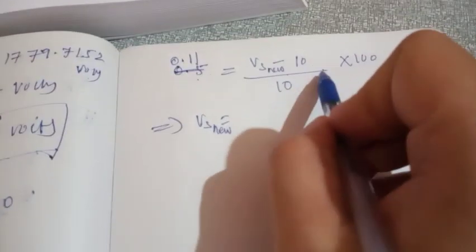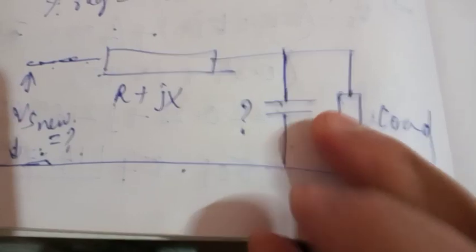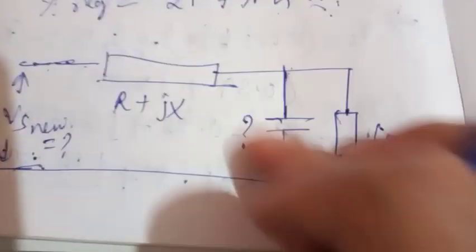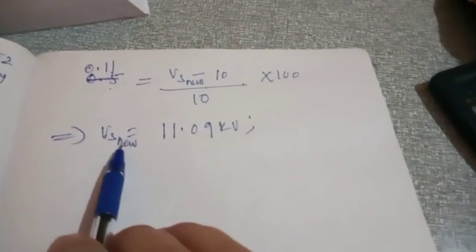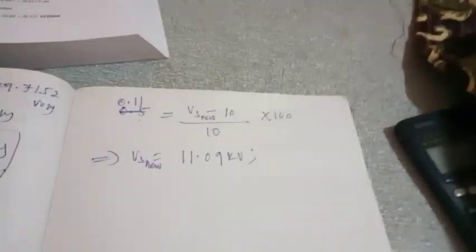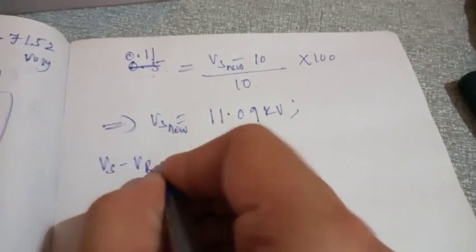So 0.11 is equal to Vs new minus 10 divided by 10 into 100. What is the value of Vs new? It comes around 11.09 kV. So this is the new sending end voltage. Now my problem is to calculate the capacitance value. The new sending end voltage is 11.09 kV. We also have one more formula: Vs minus Vr is equal to what?